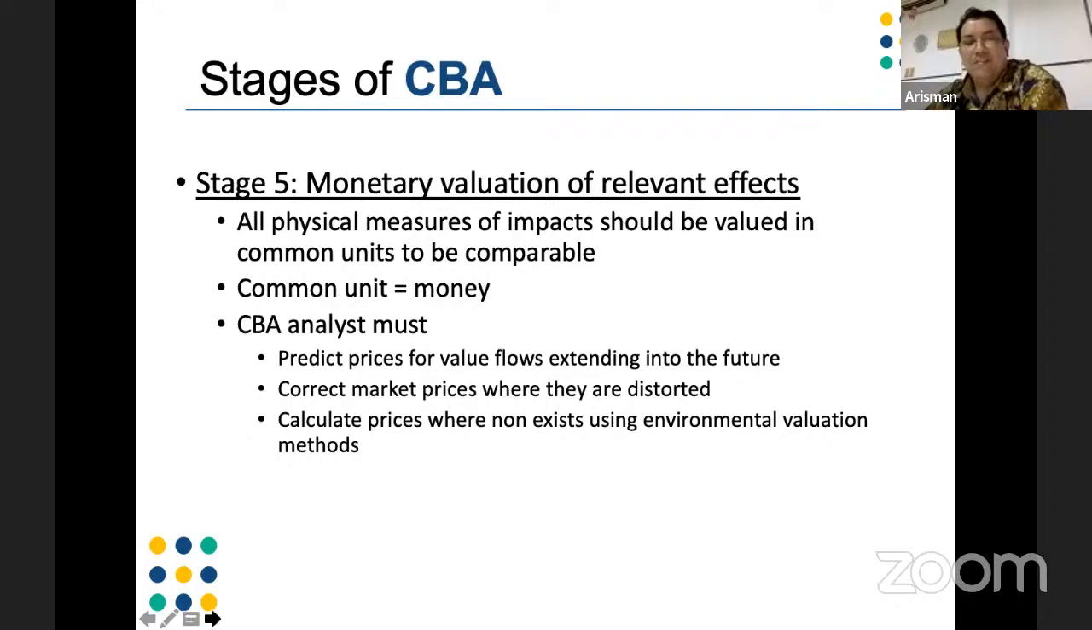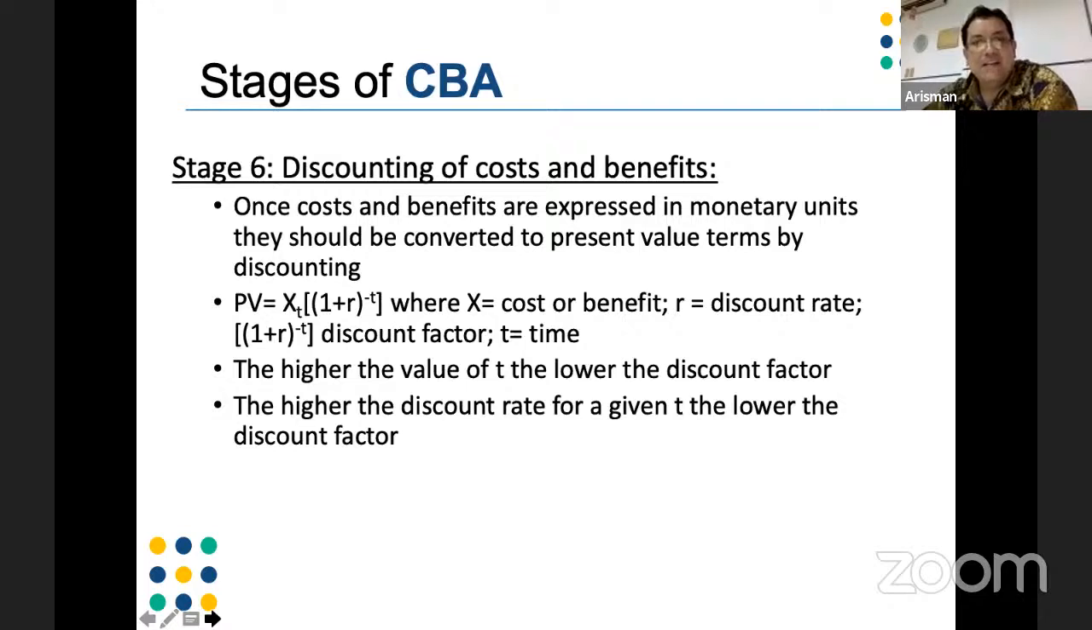Stage five is also important because this is related to the monetary evaluation of relevant effects. All physical measured impacts should be valued in a common unit to be comparable. Of course, the common unit is money. So the CBA must predict prices for value flows extending into the future, correct market prices where they are distorted, and calculate prices where they do not exist using environmental valuation methods. In stage six, discounting of cost and benefit. When costs and benefits are expressed in monetary units, they should be converted to present value terms by discounting.